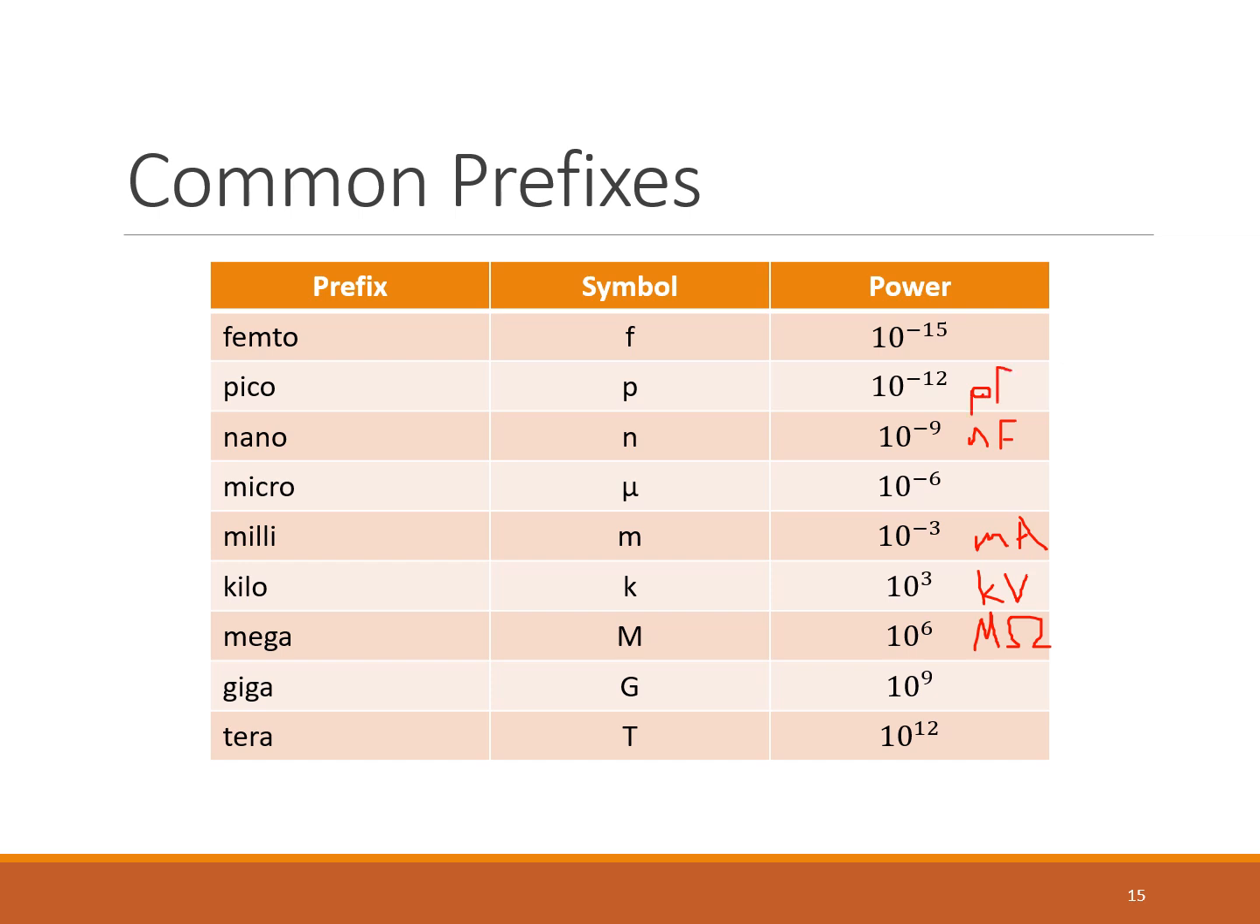So again, these prefixes and the common units on the previous slide are going to be helpful as we're going to use them throughout the semester.